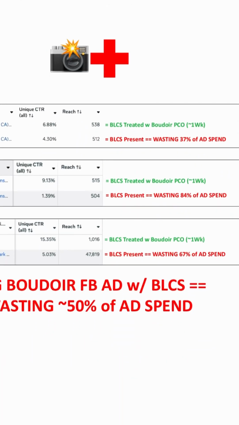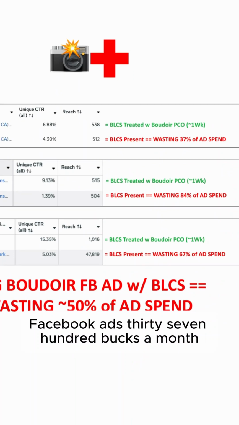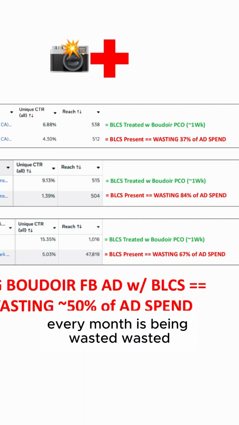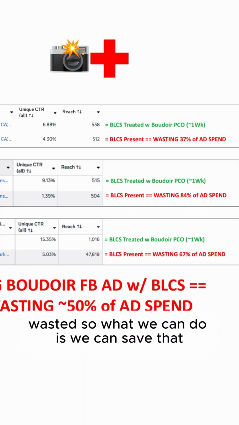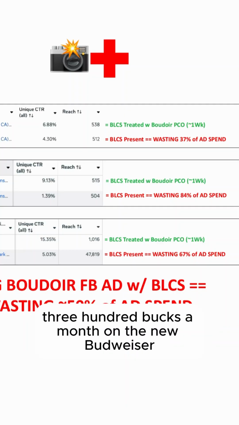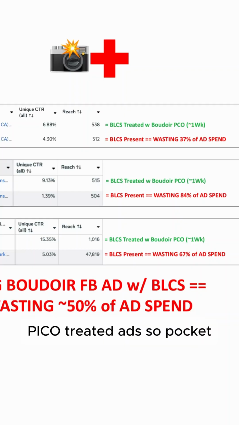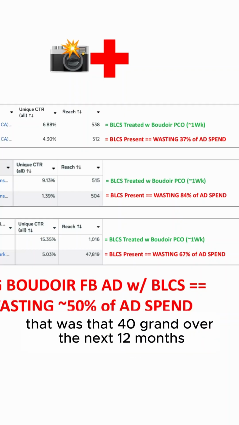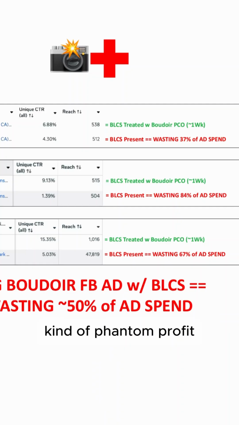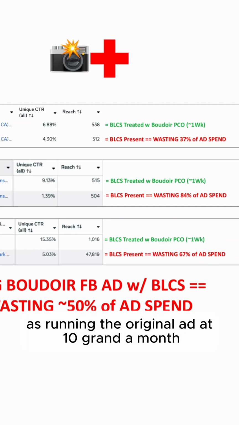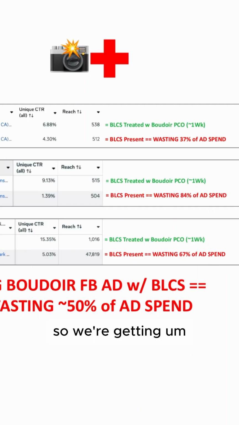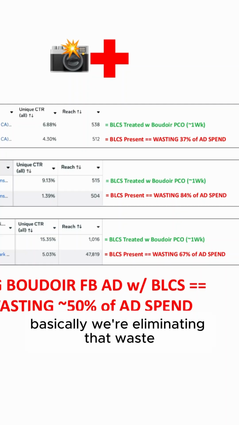So if they're spending 10 grand a month on Boudoir Facebook ads, 3,700 bucks a month, every month, is being wasted. So what we can do is eliminate that wasted ad spend and only spend 6,300 bucks a month on the new Boudoir Pico treated ads. So pocket that, what's that, 40 grand over the next 12 months, kind of phantom profit back in the business owner's pockets. And that will get our ad into the same number of women's brains as running the original ad at 10 grand a month.